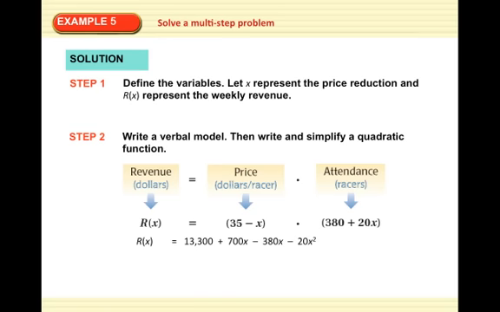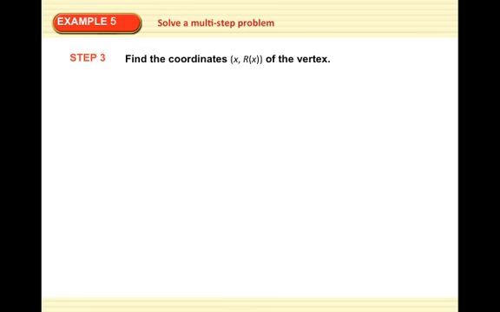All right, so we FOIL, and we get 35 times 380 is 13,300, plus 35 times 20 is 700X, minus 380X, and then minus 20X squared. So let's put that in standard form, the ax squared plus bx plus c form, because if you don't do that, it's real easy to mess up what a equals, what b equals, and what c equals. So a equals -20, b equals 320, and c equals 13,300.